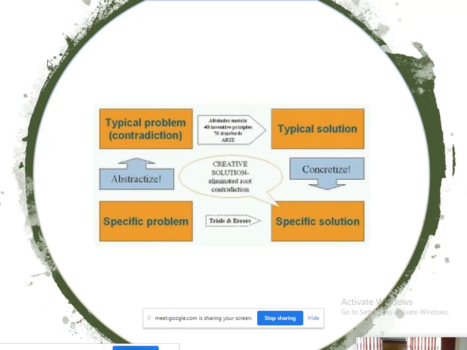After the critical thinking, you will be given two or three ideas, so you must try those two or three ideas. How will you try them? You will do the experimentation, and then you will do the prototype.